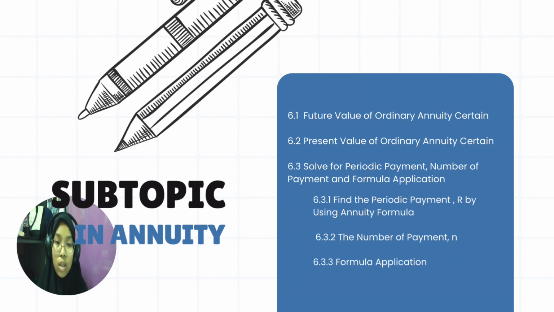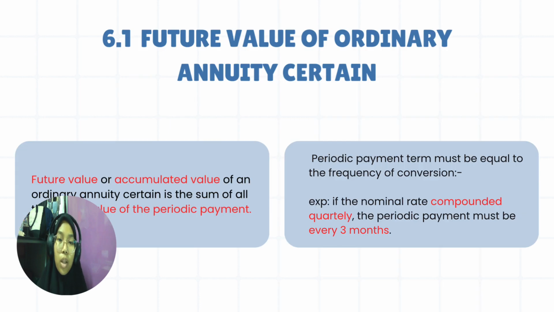So this is our subtopic. So let's move on with our first subtopic. The first one is 6.1, which is the future value of ordinary annuity.